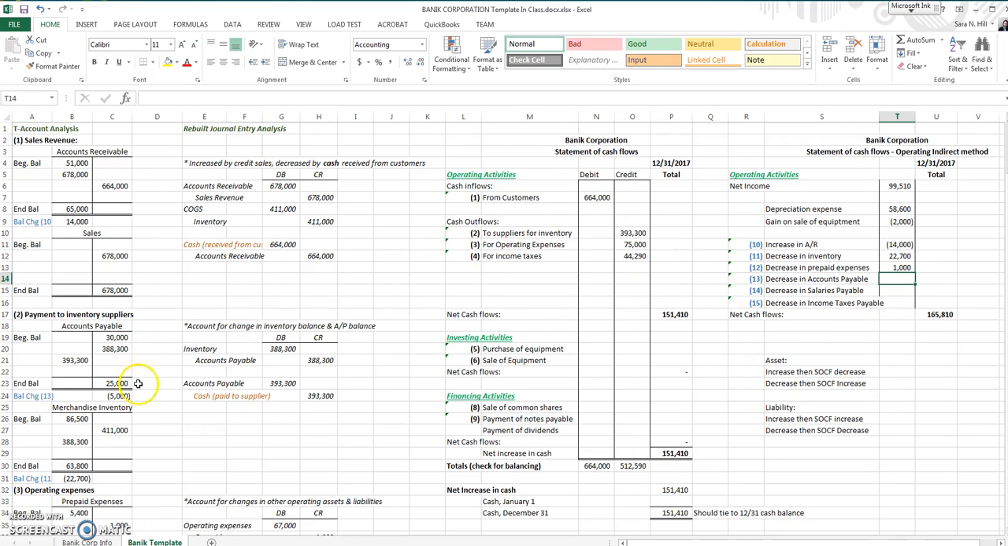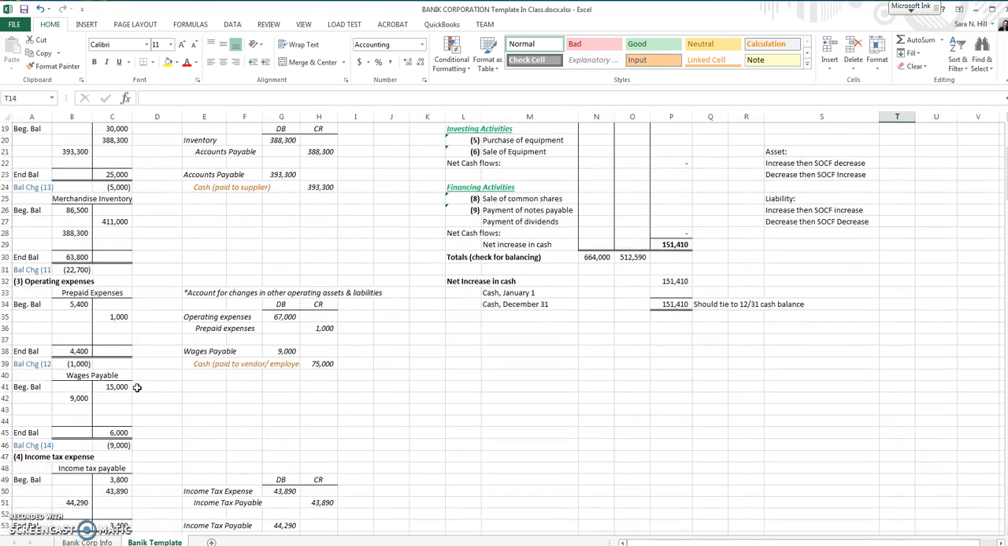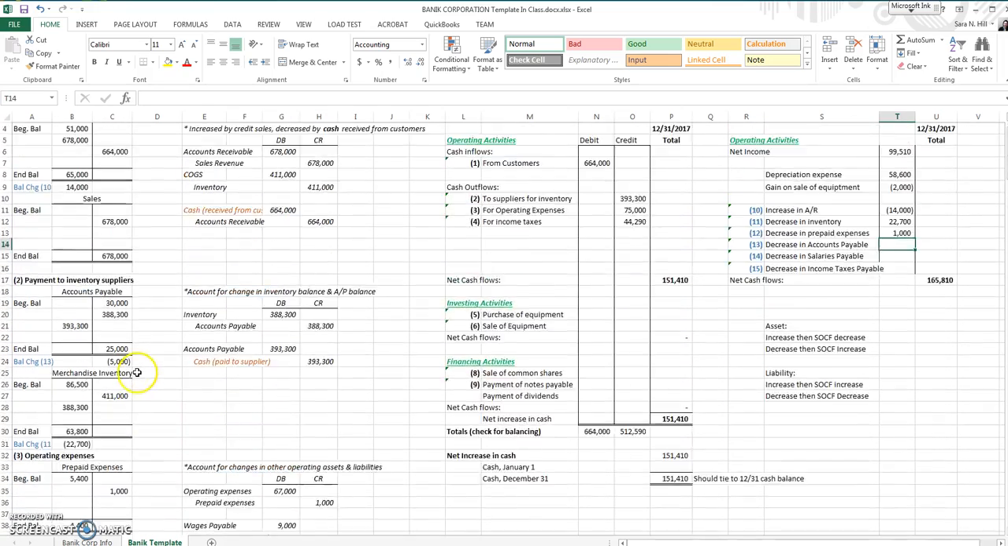Accounts payable. Now we're moving over to the liability side. Let's take a look at my accounts payable. I had a beginning balance of $30,000. I had an ending balance of $25,000. I had a decrease of $5,000. In a liability account, if I have a decrease, then on my statement of cash flows, I'm also going to show a decrease.